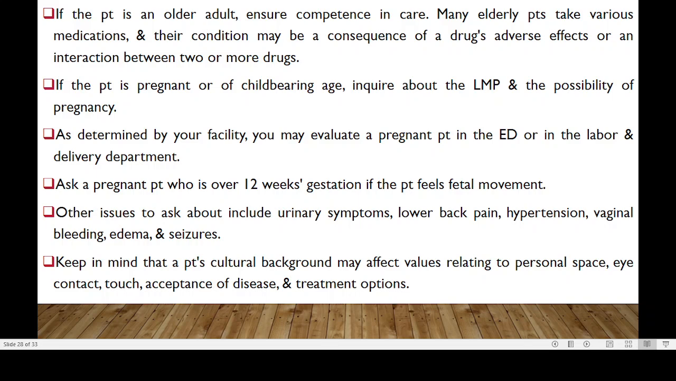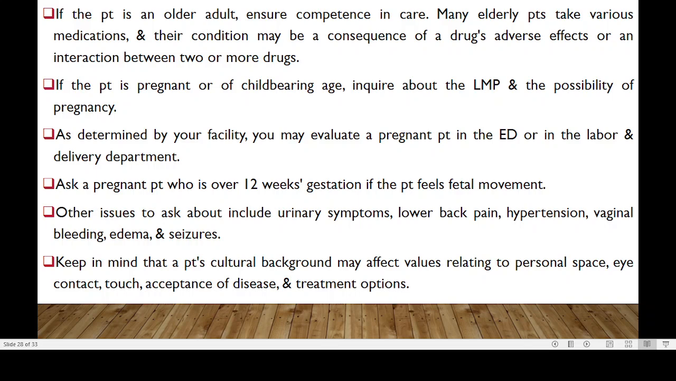Many elderly patients take various medications, polypharmacy, and their conditions may be a consequence of drug adverse effects or an interaction between two or more drugs. And that's why we discourage polypharmacy in adult patients.